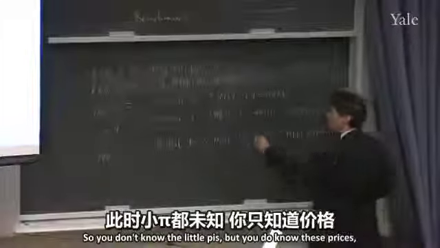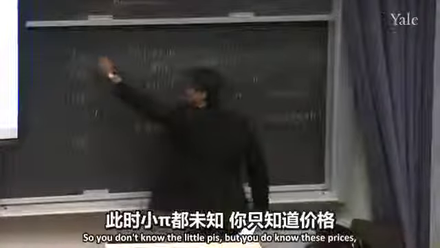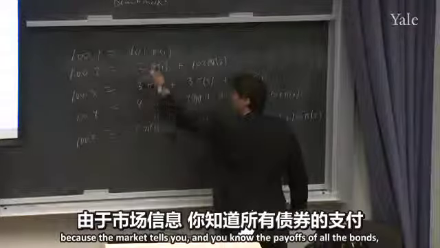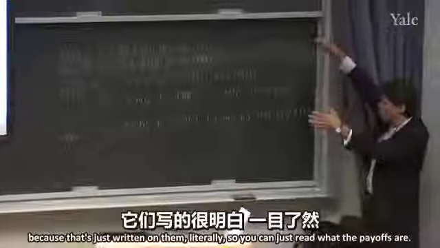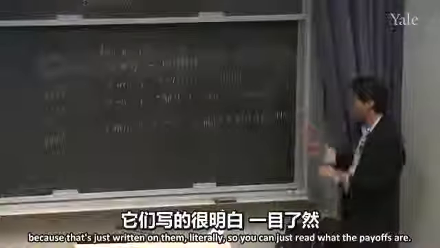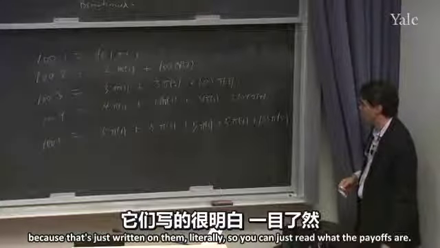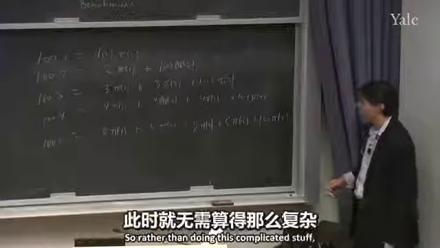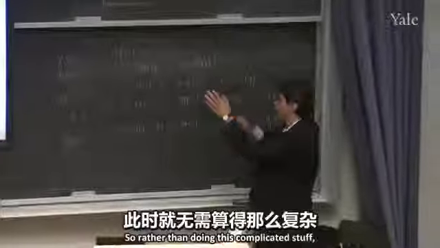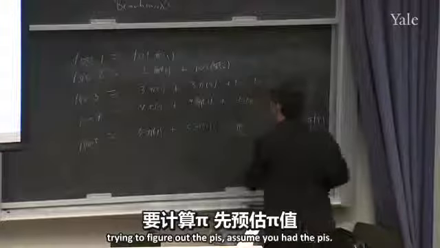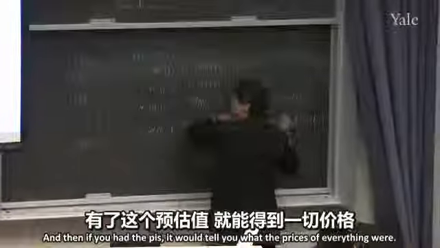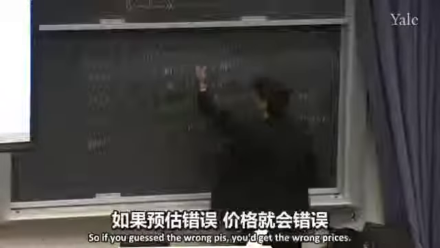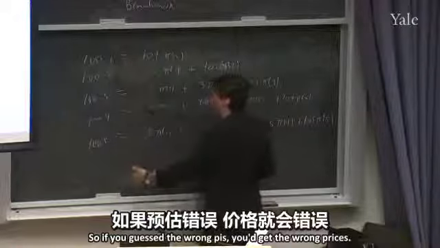So you don't know the little pi's, but you do know these prices because the market tells you, and you know the payoffs of all the bonds because that's written on them literally. So you can just read what the payoffs are, and you know the government's going to keep its promise. So rather than doing this complicated stuff trying to figure out the pi's, assume you had the pi's. Then if you had the pi's, they would tell you what the prices of everything were. So if you guessed the wrong pi's, you'd get the wrong prices.